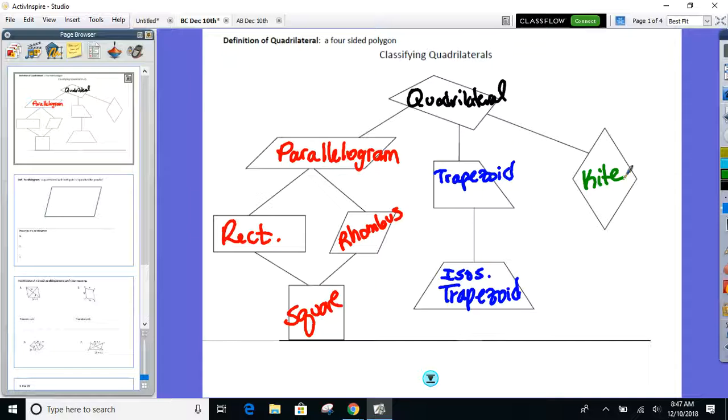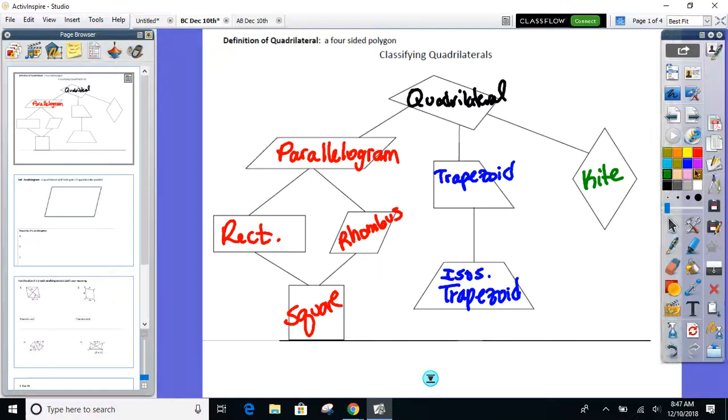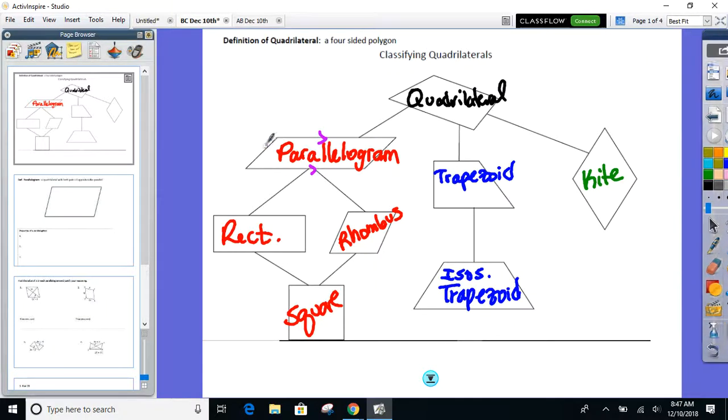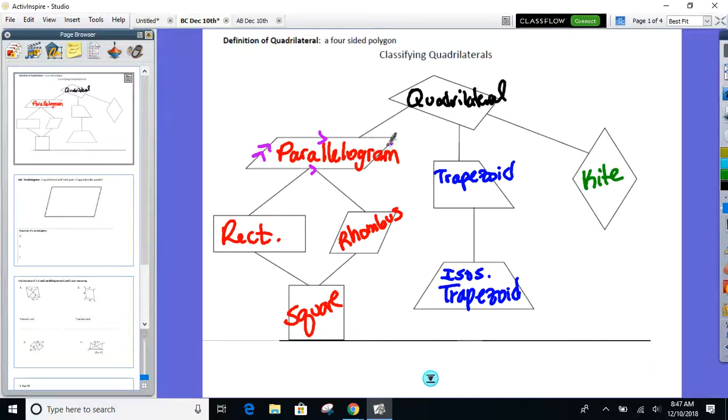Okay, quickly, why do I divide them up into three separate families? Here's why. Everyone in the parallelogram family has both pairs of opposite sides that are parallel. That is the one property shared by all of them. But in a trapezoid, I only have one pair that are parallel. Not both pairs, one pair. That's why we separated them into a separate family.